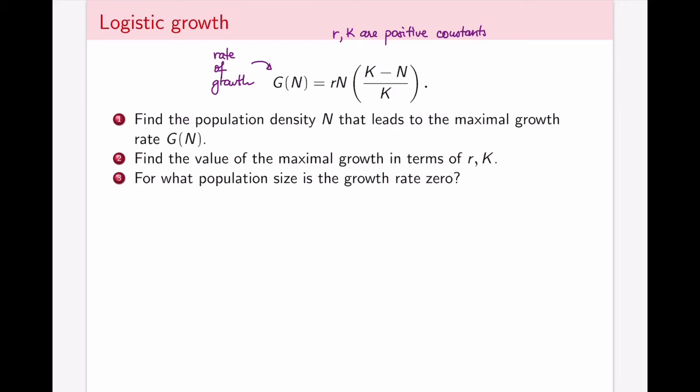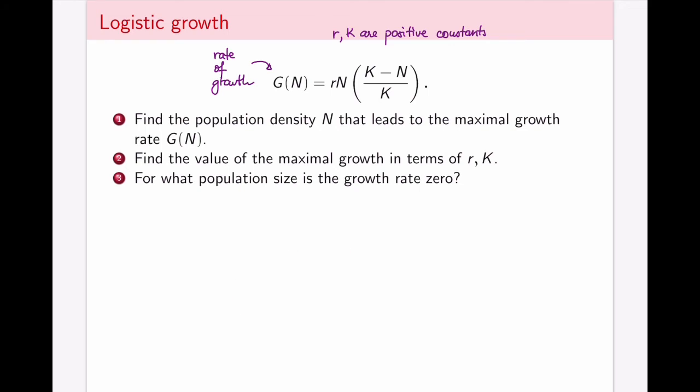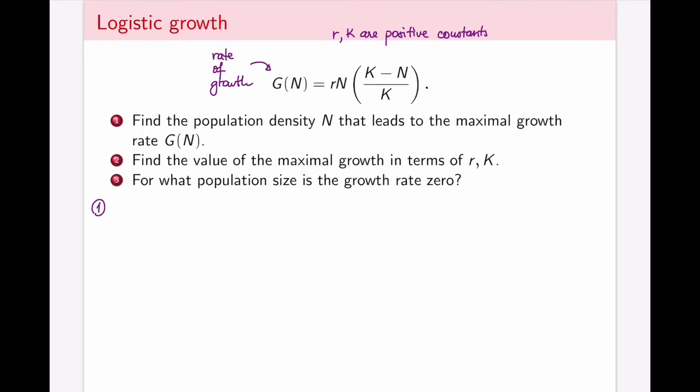You already have all the tools to approach this problem, so I recommend you pause here and try to do this for yourself. This question, however, has a lot of constants, so you might struggle a little bit in the beginning through the actual algebra. Pause at any point in the solution to try the next step for yourself before you see me go through that. So for part 1 here, we're asked to find the population density that maximizes the actual growth rate.